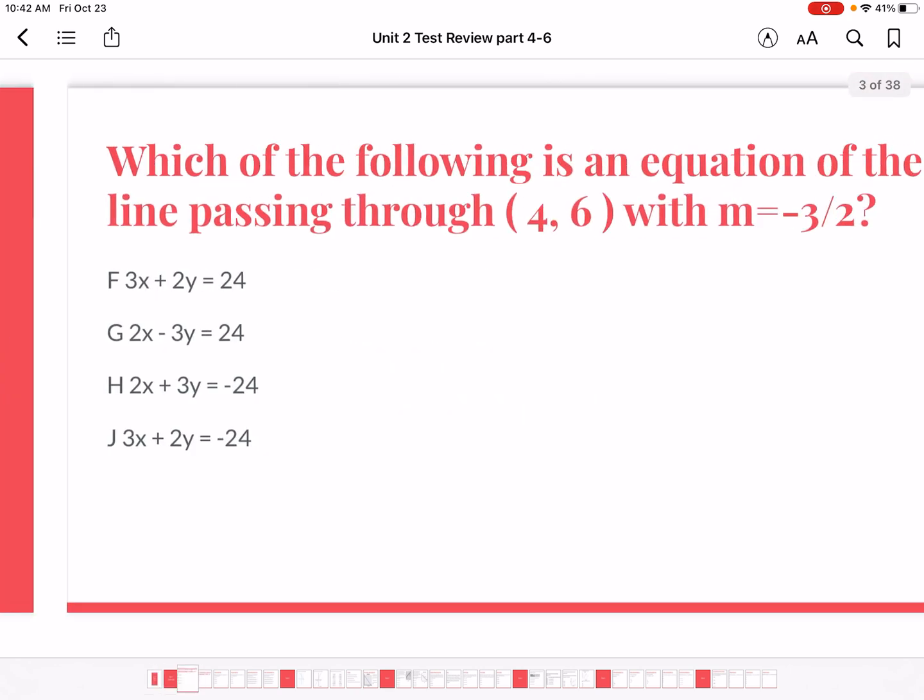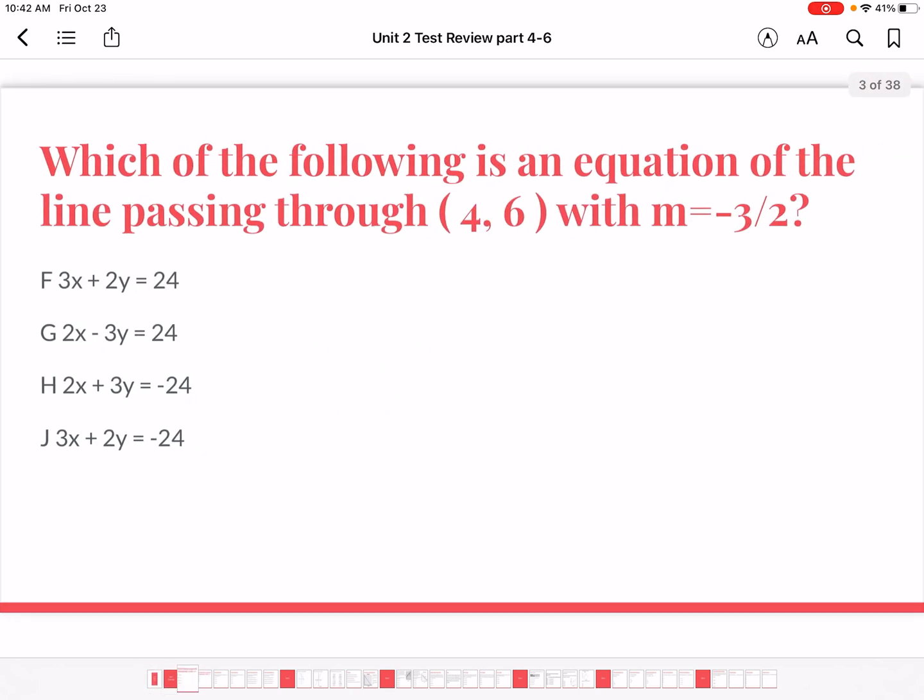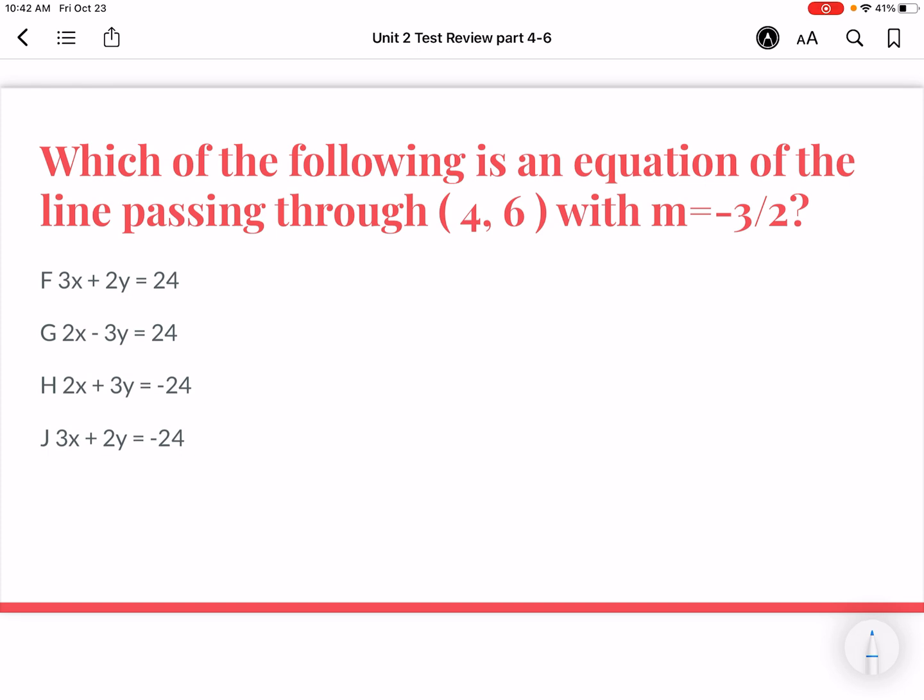All right, so if you'll go to the first question, it says, which of the following is an equation of the line passing through (4, 6) with a slope of -3/2? So our slope, m, is -3/2. And if you remember from before with standard form, it was the opposite of a divided by b. Well, that negative on the opposite of a would work and cancel out this negative. So a would be 3 and b would be 2. So that means we need an equation that has a 3x and a positive 2y. So that would eliminate answer choices G and H.